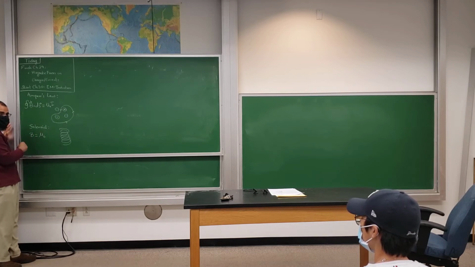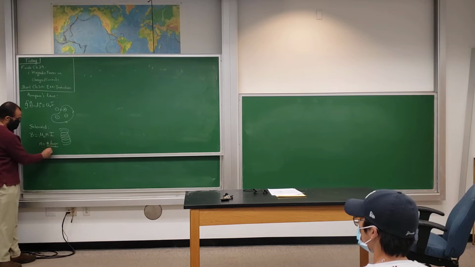It says the magnetic field inside the solenoid is mu naught, and we know what mu naught is, 4 pi times 10 to the minus 7, times n times the current. So n is the number of loops per unit of length, right?